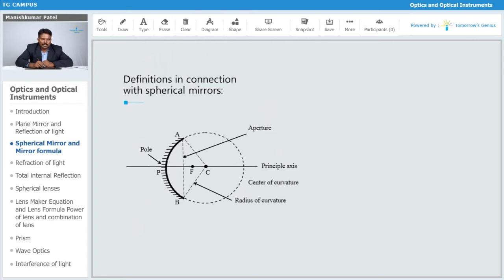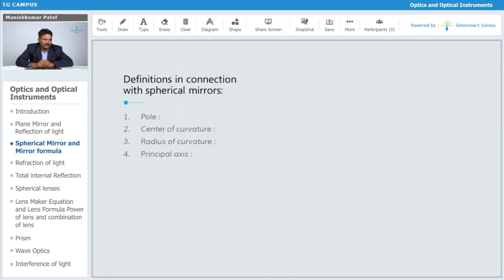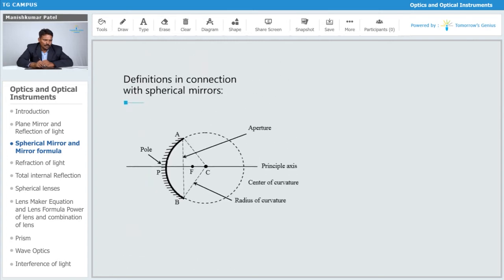What do you mean by aperture, radius of curvature, principal axis, center of curvature? Let's say the first one we just discussed is the pole, which is the center of your mirror. Then this is the center of curvature, which is the center of the hollow glass sphere from which this mirror has been formed. Again, the line through P and C we are going to call the principal axis. Then this CP we are going to call the radius of curvature.